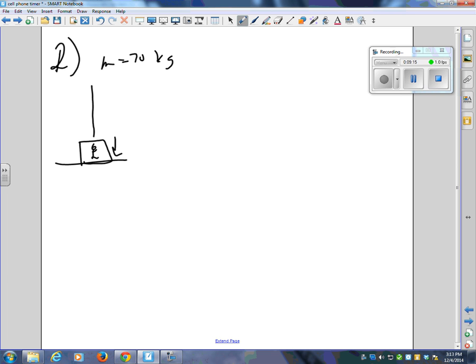So, the apparent force on him, the apparent weight force, is equal to his weight force plus the deceleration, right? So this is going to be 70 times 9.8, but that 9.8 is really what? Direction. It's down.